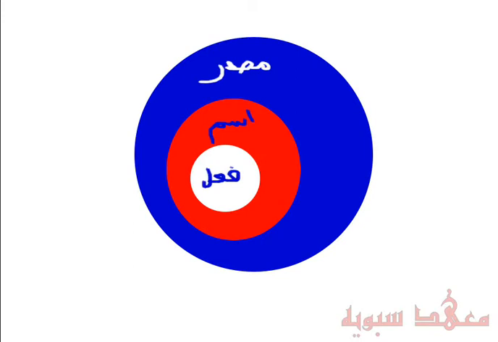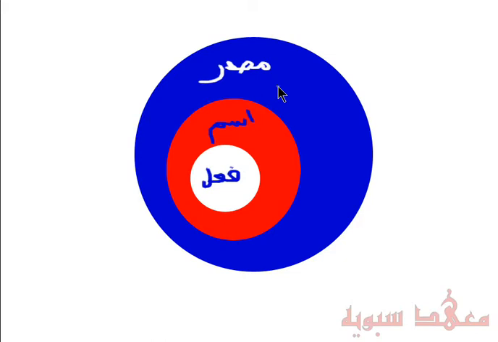Bismillah ar-Rahman ar-Rahim. Now, to answer your question, I'm just going to go through this diagram that I've just done. So we have the fi'l, the ism, and the masdar. Now, I'm just going to explain the difference between these three.